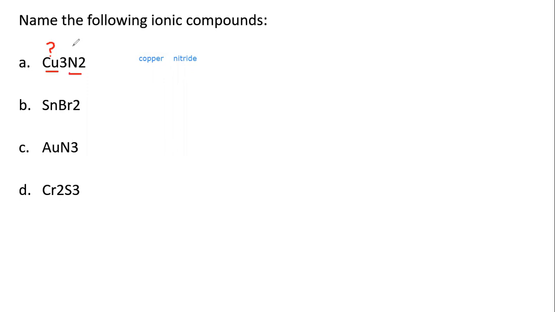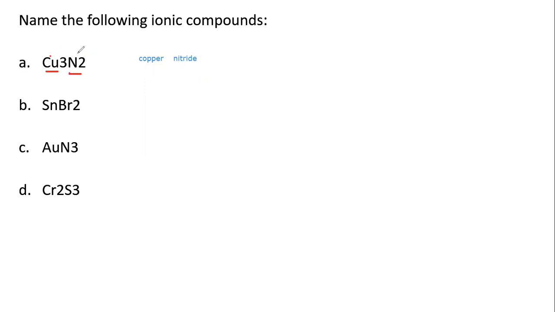You can say, hey, I know that nitride is -3. -3 times 2 is -6. So copper has to be a +2 to balance the -6, because 2 times 3 is 6. Another way you can do this, which works most of the time, there are some times when it doesn't, is the reverse crisscross method.